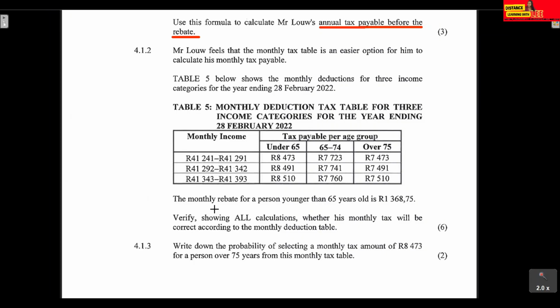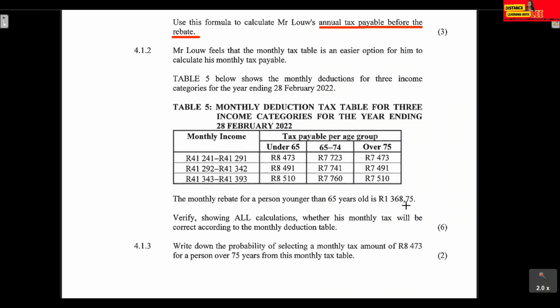And then we can use this table to determine how much tax he is going to pay monthly, because he feels like this monthly tax table is just an easier option for him to calculate his monthly tax payable. Okay, so now let's see. We are told that the monthly rebate for a person younger than 65 years old is 1,368.75 cents.